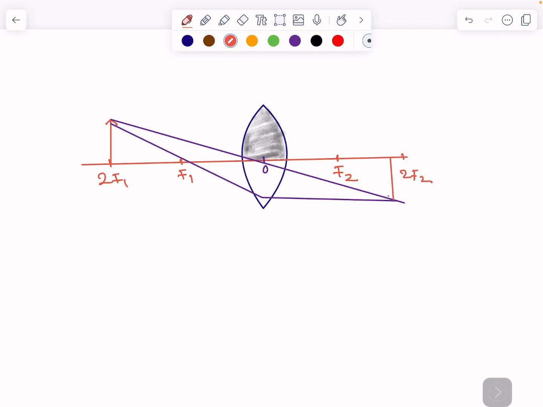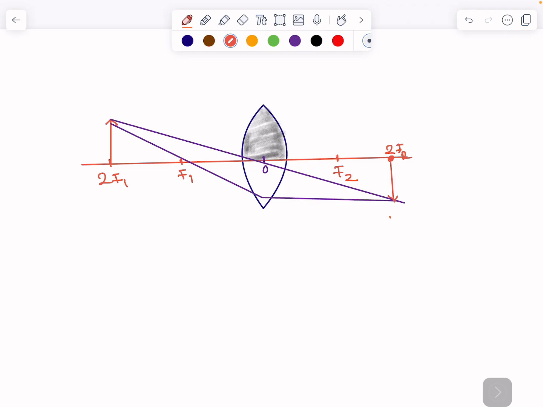Okay, so when you place the object at C, you will get the image at 2f2. So let us say this is the 2f2 point. You will get the image at 2f2. That means on the other side of the lens you will get the image. Okay, so this is an inverted image you will get. So you will get the image like this.